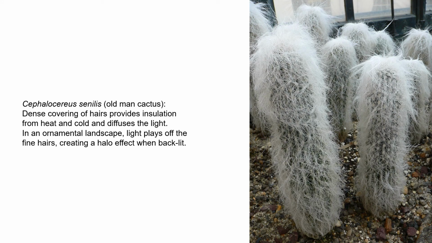A dense covering of hairs provides some cacti with insulation from both heat and cold and diffuses the light. From an ornamental point of view, the light plays off the fine hairs, creating a beautiful halo effect, which can be really quite dramatic when the plant is backlit.